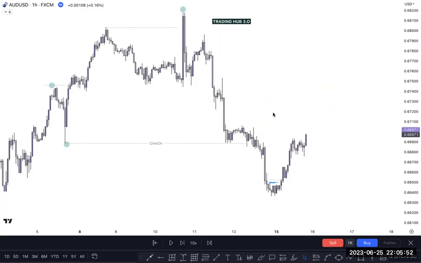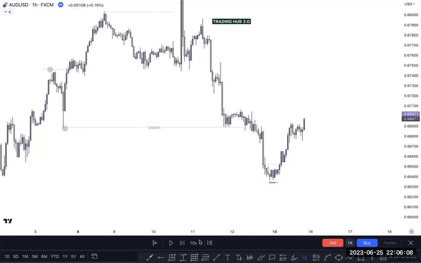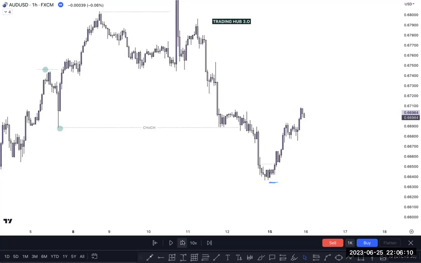So hidden supply demand, actually this one, because this is a pullback, something like this, which took out the liquidity and pushed downside, and this one acts like a hidden supply, right? Okay, so let's see what is happening here.